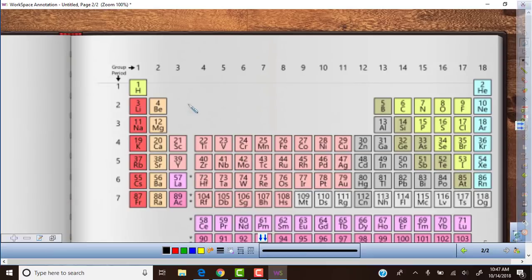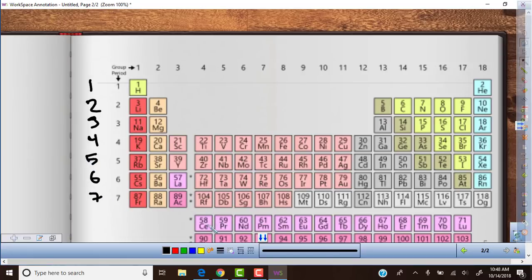Okay, so what I've done here is I've provided you with an image of the periodic table on this slide. The first thing we want to look at is the energy level. Now, energy levels are pretty straightforward. They are simply represented by the period that the element is located in. So this first row up here is energy level 1, and then this is energy level 2, 3, 4, 5, 6, and 7.